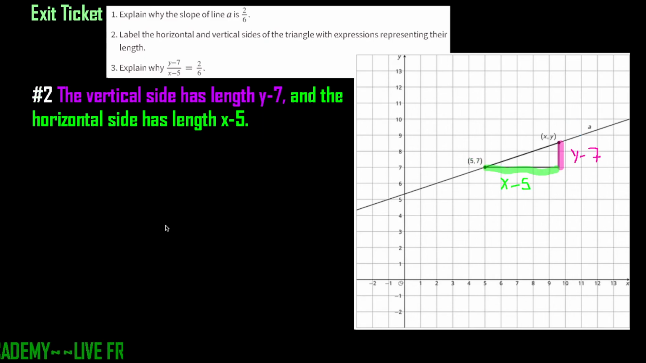For number 2, we want to label those sides with the expressions. So we can label the vertical side in pink with y minus 7, and we can label that horizontal side with a length of x minus 5. So again, notice how we're taking that amount that we have. We know the point 5, 7, so we can take this point x, y, we take y minus 7 because that's our vertical distance, and we take x minus 5 because that's our horizontal distance.